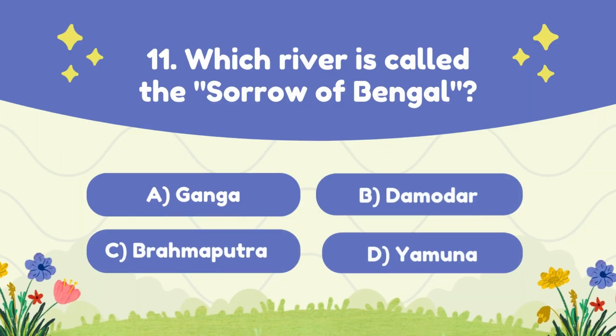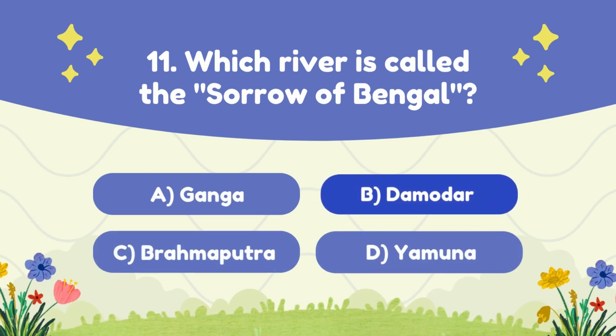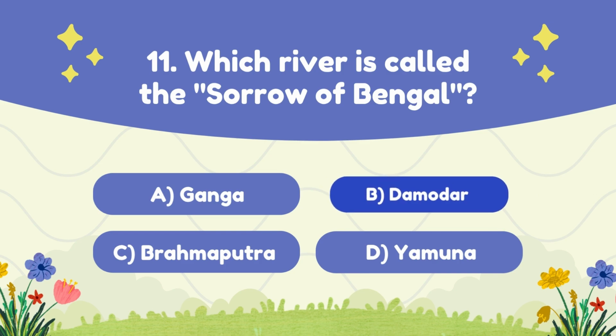Which river is called the Sorrow of Bengal? A. Ganga. B. Damodar. C. Brahmaputra. D. Yamuna. The answer is Damodar. Frequent floods earned it the nickname.